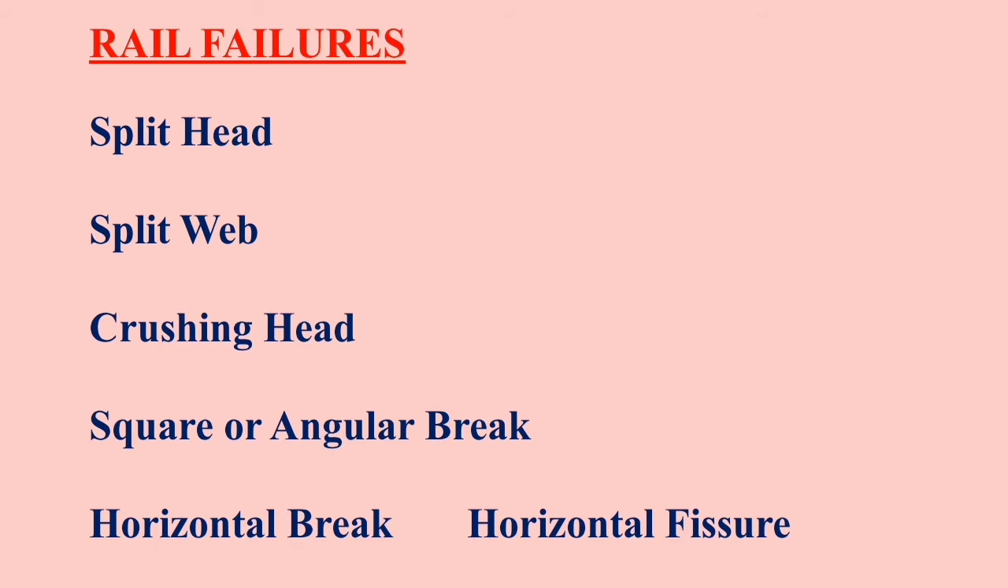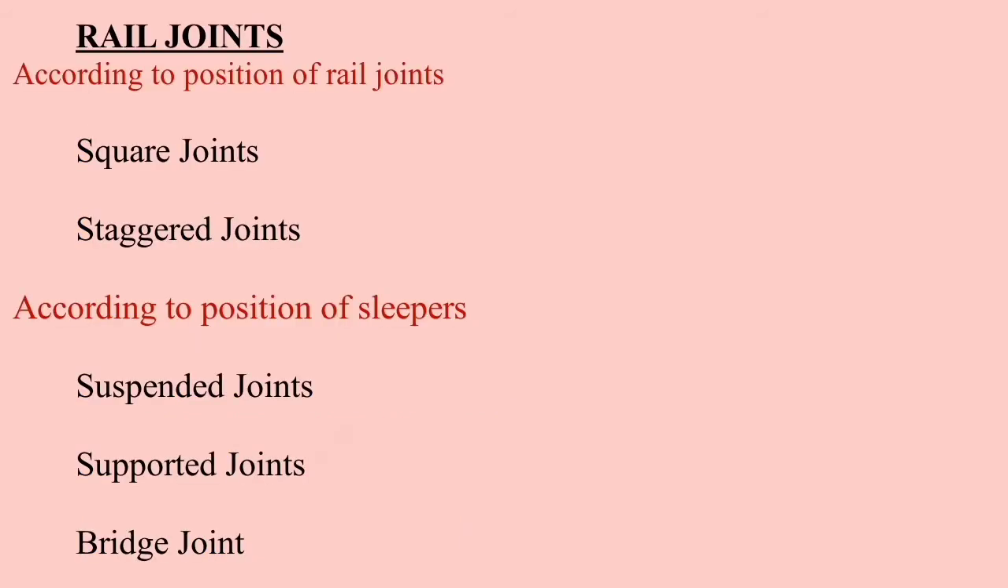Horizontal fissure occurs due to improper packing or use of worn fish plate. Horizontal cracks are formed between the railhead and the web. Now let us discuss rail joints.